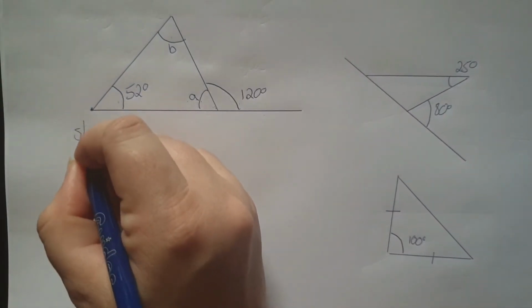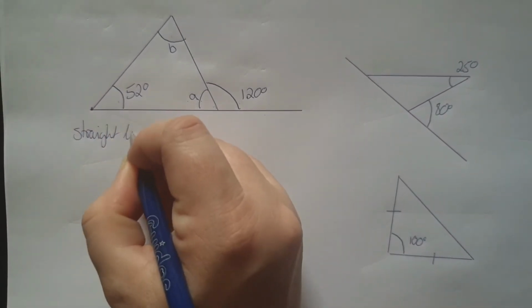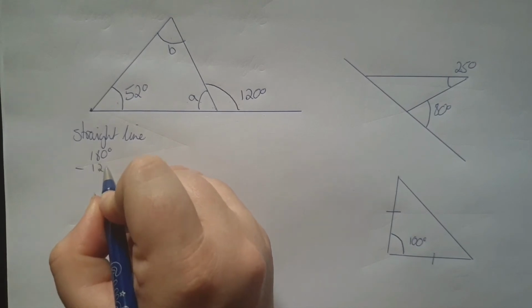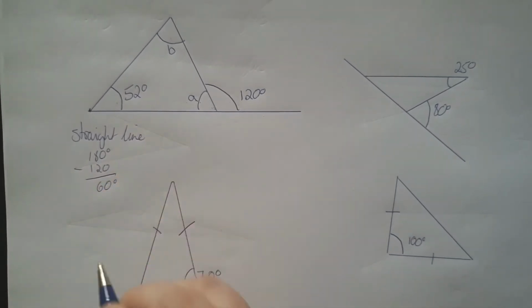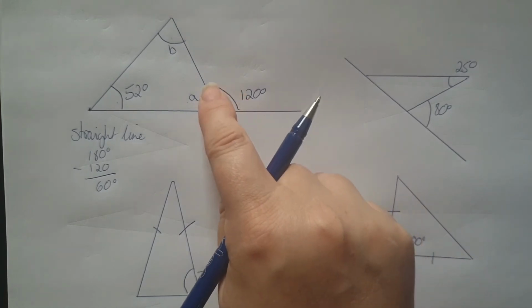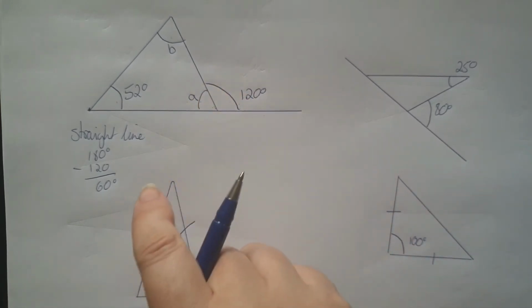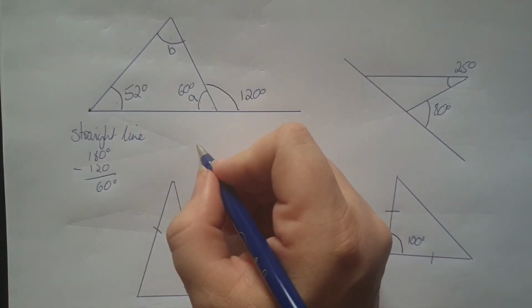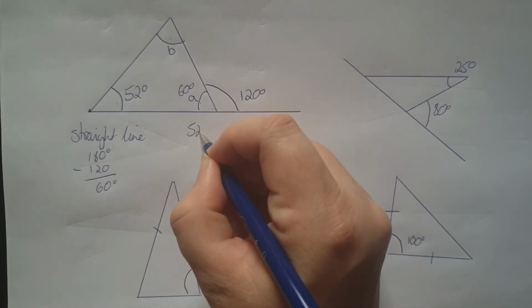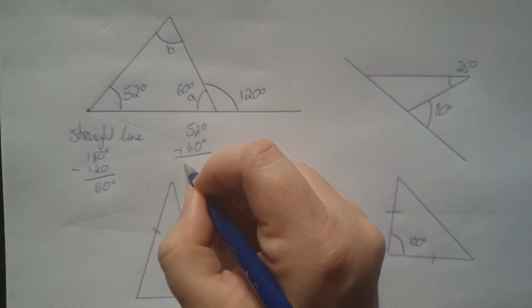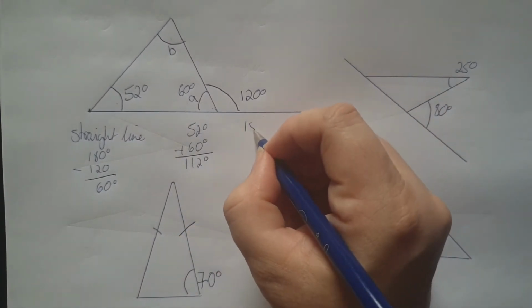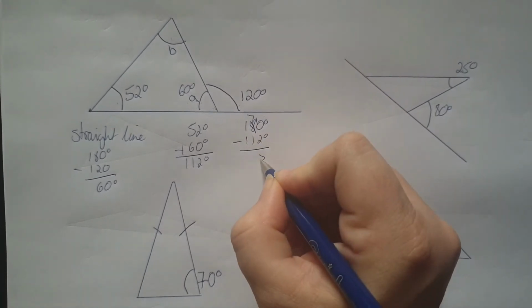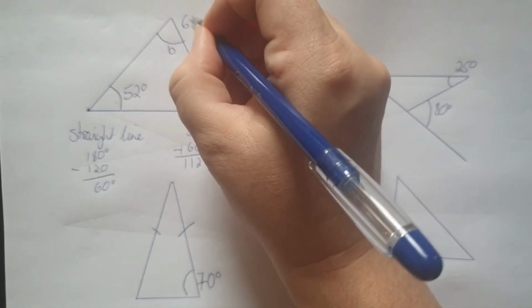So the fact we have a straight line means that we've got 180 minus the 120, that will give us 60 degrees. The straight line here, 120 taken away from the 180 will give us that. And now we're back to angles in a triangle, so that we've got 52 plus 60 gives us 112, 180 take away 112, 68 degrees.